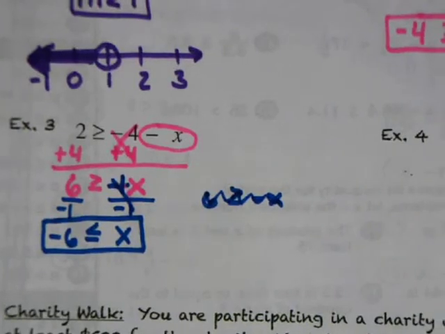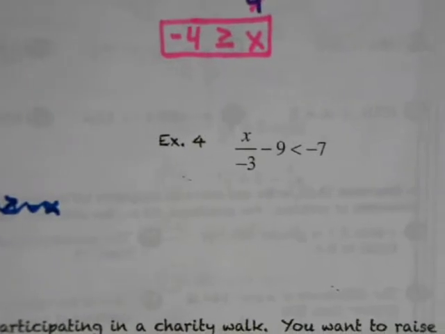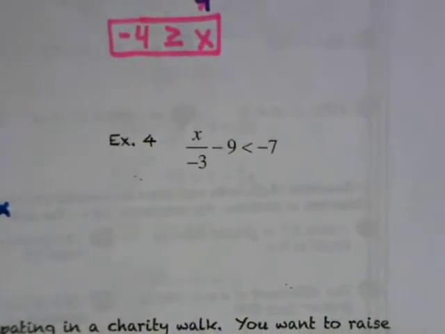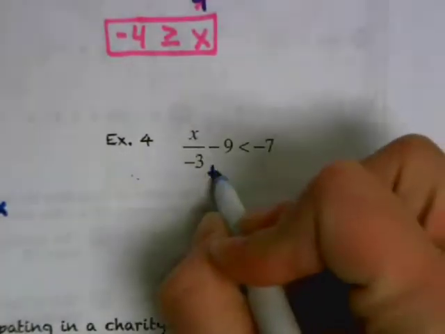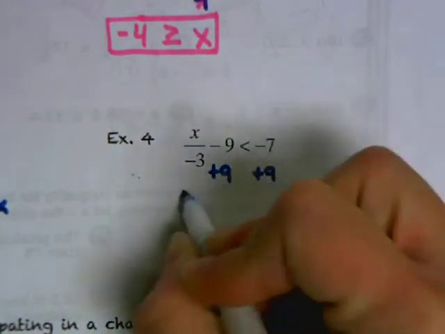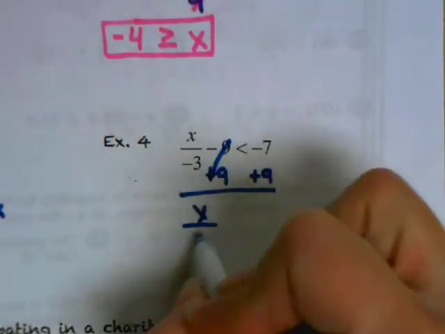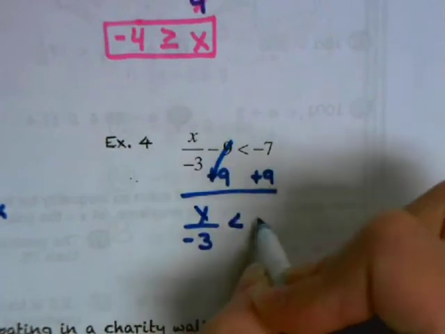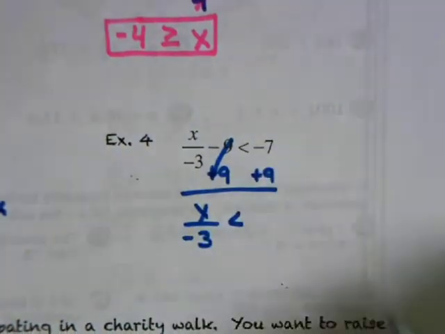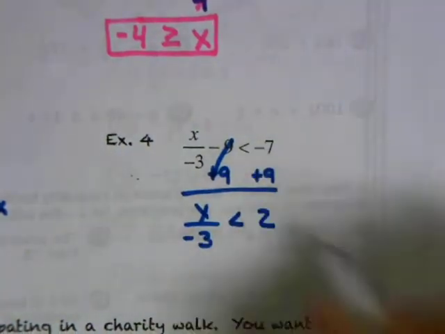All right, last one on the top here. Let's get rid of that minus 9 first by adding 9 to both sides. And bring down what's left. X divided by negative 3 is less than, what's negative 7 plus 9? How about 2?